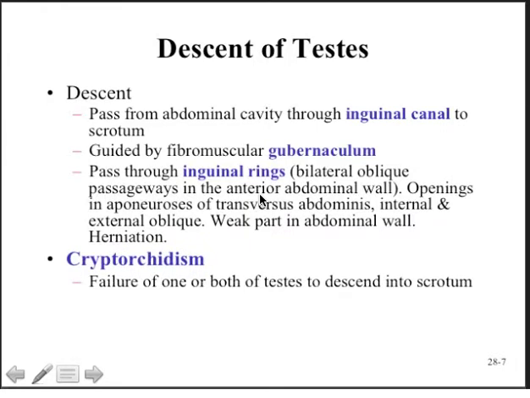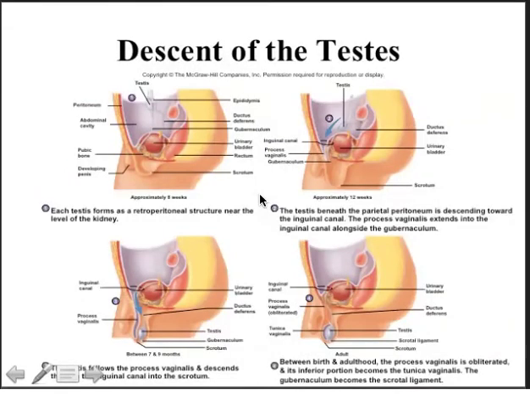Cryptorchidism is a failure of the testes to descend into the scrotum. It prevents normal sperm development, and happens in a tiny percentage of male children. There are surgical techniques we can use to rescue the hidden testes and guide it eventually into the scrotal sac. So what you're looking at here is just a diagram showing you how the testes descend.